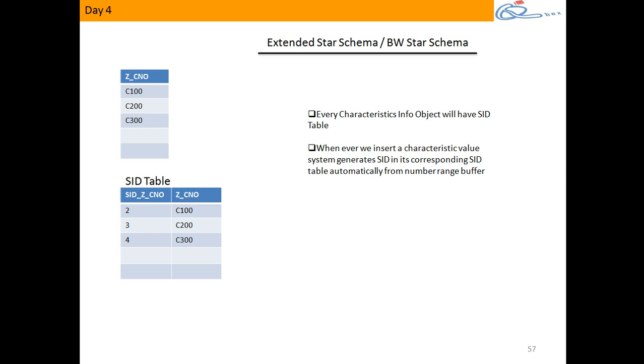Clear on this? Now you should ask me one doubt. Since my customer number is C100, you would need an SID, right? But let's say in my business I'm generating customer numbers only with numbers. I'm not using the character C. For every customer, I'm generating one unique number, like 1001, 1002, 1003. Is it not just a number? In that case, do you need an SID table to convert?